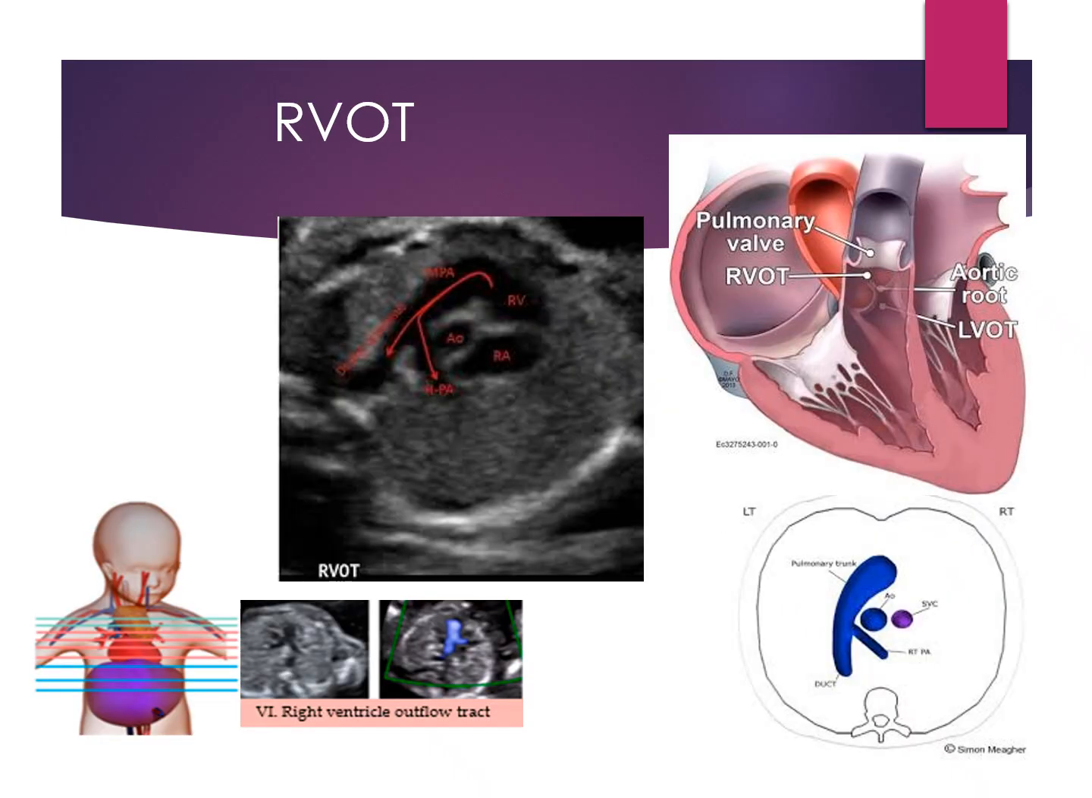Then we have our right ventricle outflow tract. In a fetus, this is going to feed into the pulmonary artery. So we have our right ventricle here, and our right ventricle outflows into the pulmonary artery. In our image, we are going to see the pulmonary trunk and the ductus, and we're going to see our aorta, our IVC, and our right pulmonary artery. So that is what we are seeing here and here.